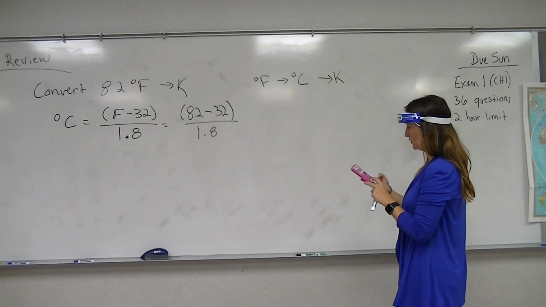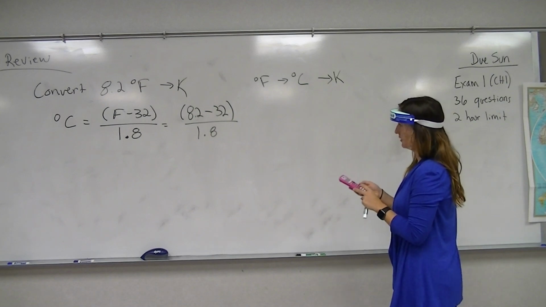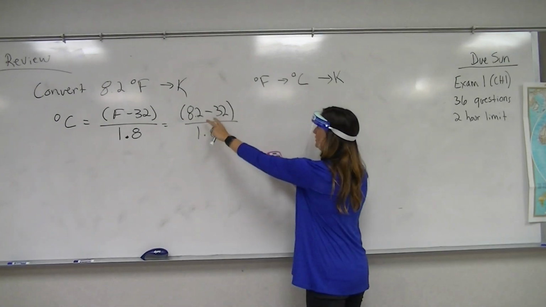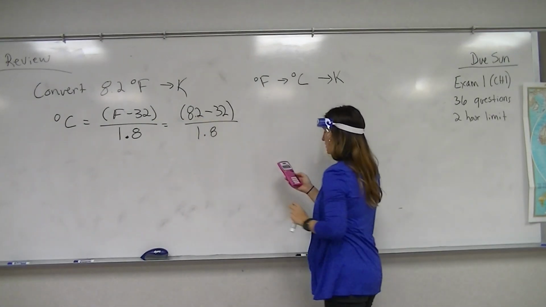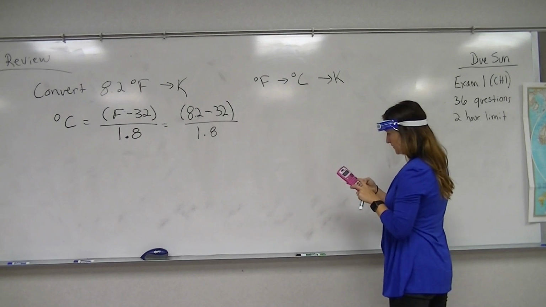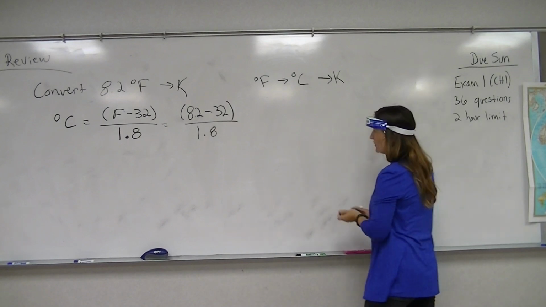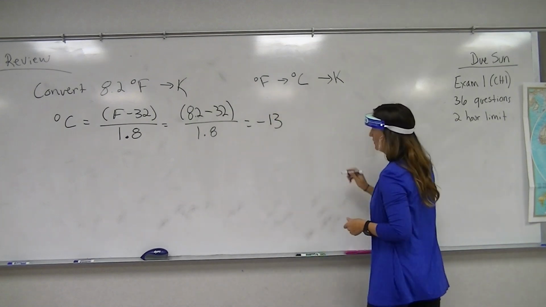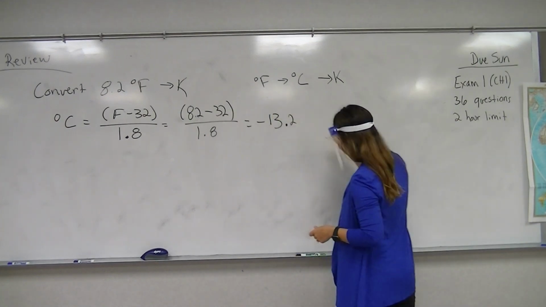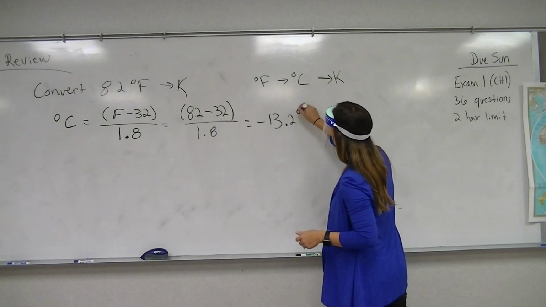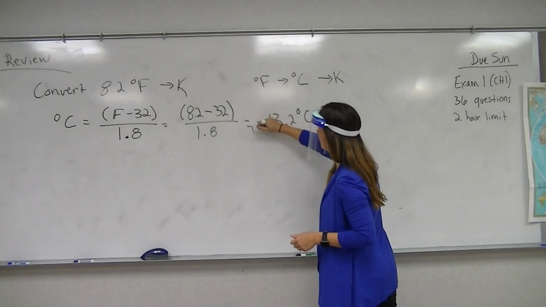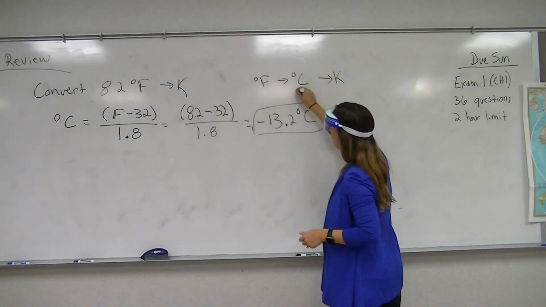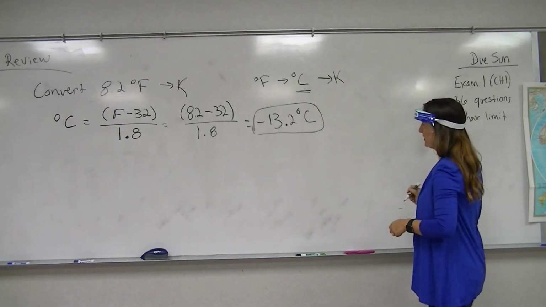8.2 minus 32. And we're going to get a negative number, notice, because that number is smaller than that one, divided by 1.8. Negative 13.2. We want to keep it at 2 sig figs, so just negative 13. Well, I'll include the 2 just because we're not completely done yet. This is just our middle answer, right? This is the degrees Celsius, but we still have one more step to get to Kelvin.